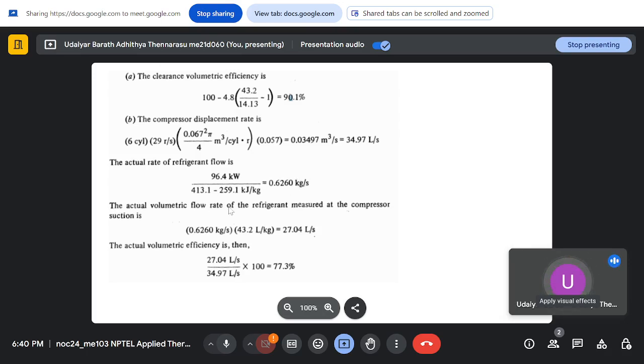So the actual volumetric flow rate of the refrigerant measured at compressor suction is 0.6260 kg per second into specific volume, which is 43.2, comes out to be 27.04 liters per second. So the actual volumetric efficiency is your actual volume flow rate divided by the displacement volume 34.97, into 100, it gives you 77.3%. So this is based on clearance volumetric efficiency, and this is the actual volumetric efficiency.